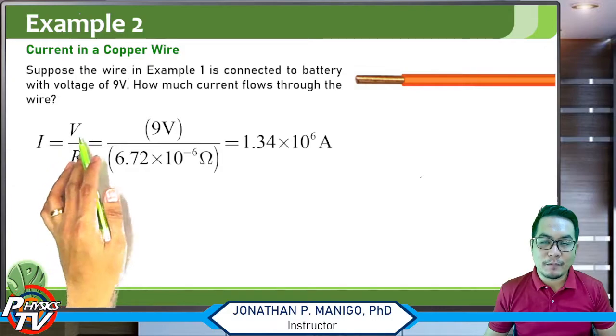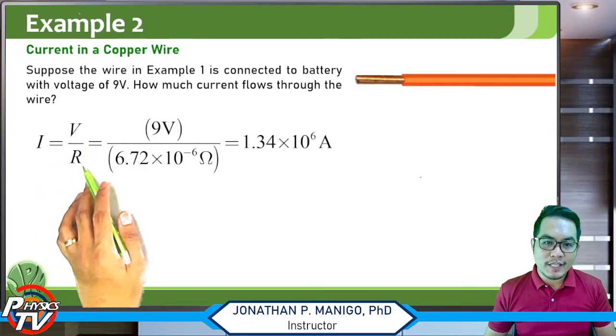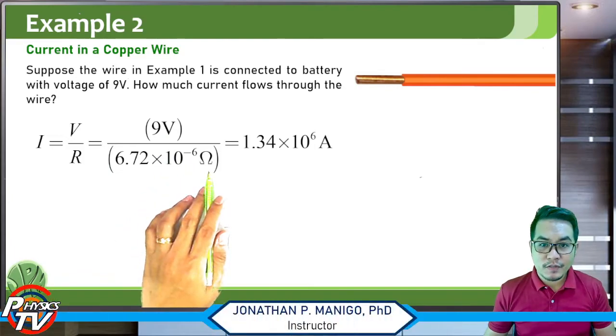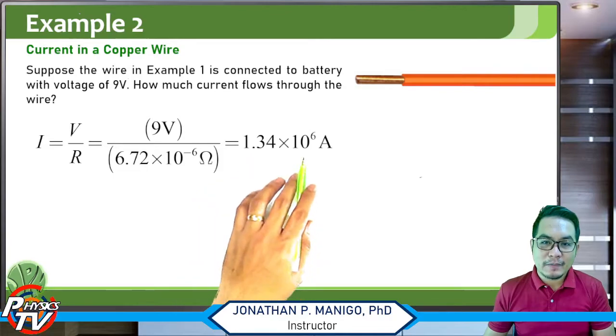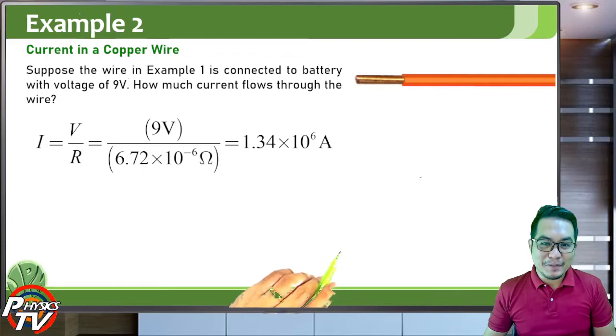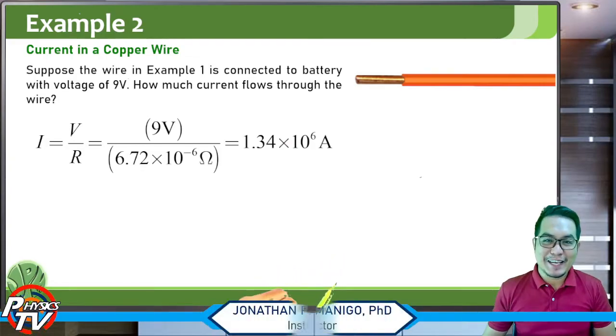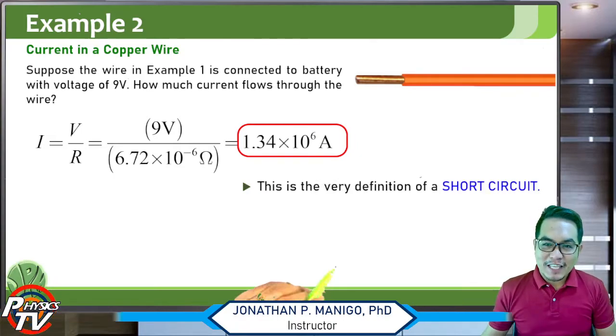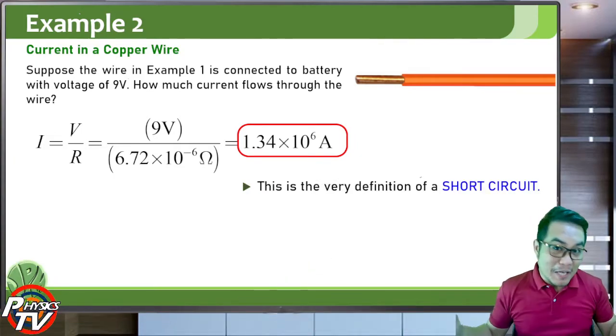Current is just, from Ohm's law, voltage over resistance. The voltage is 9 volts, the resistance is 6.72 micro ohms, or times 10 to the negative 6 ohms. And you will get 1.34 times 10 to the 6 amperes. Times 10 to the 6, that is 1 million, so basically 1.34 million amperes. And that is quite scary. This is actually the very definition of a short circuit. So do not do this.